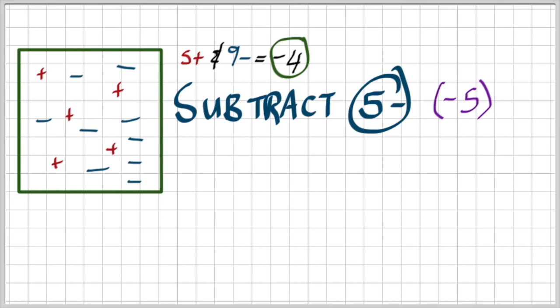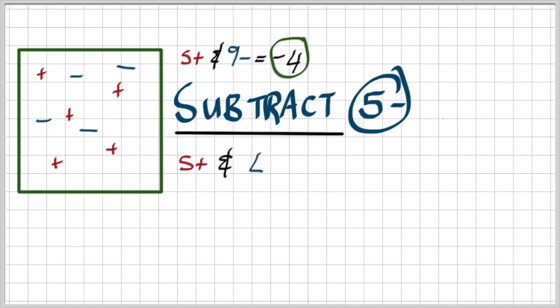So what am I doing? I am now looking in my box and I'm erasing 5 of the negatives. And what do I end up with? I end up with 5 positives and 4 negatives, which means my answer is +1. Now think about that logically, ladies and gents. I'm using that word a lot, logic, because I want you to think about it. I'm taking my answer, which is -4, my original state.